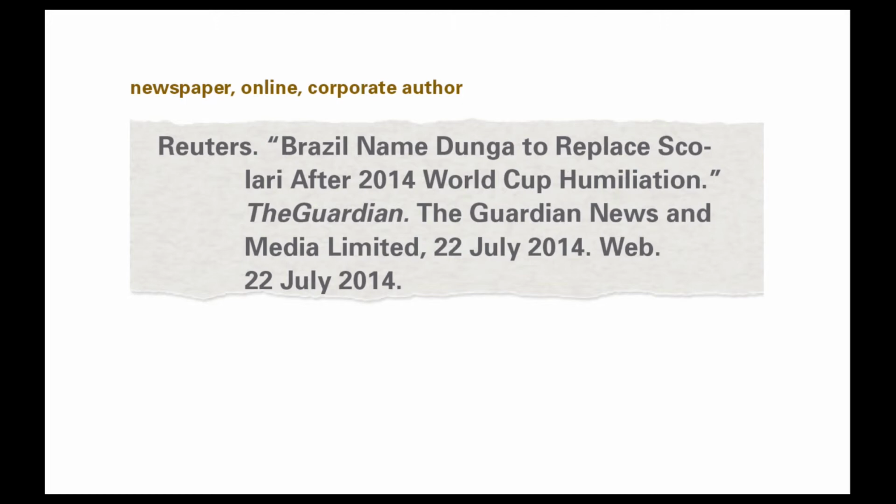This is the web edition of a newspaper. The name of the website is in italics, followed by a period. Next comes the publisher or sponsor of the website, followed by a comma. Then enter the publication date, the medium of publication, and the access date.